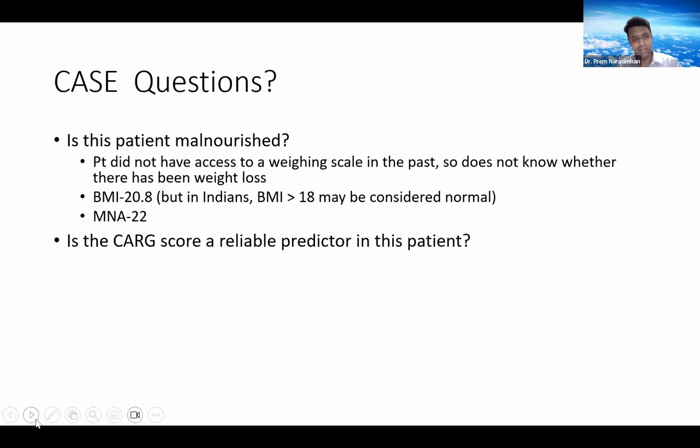And again, is the CARG score a reliable predictor? Our oncologists have told us that they don't necessarily use it, but what the studies say is that it is a good, helpful tool, but not necessarily the know-all and end-all. It is not supposed to guide. It is only going to be guiding you. It's not supposed to predict that you have to go by what it indicates.